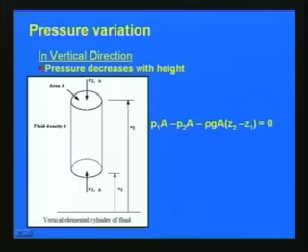So, in the vertical direction we can write the equation P1 into A minus P2 into A minus rho g A into (Z2 minus Z1) is equal to 0. So, this gives the pressure variation in the vertical direction.